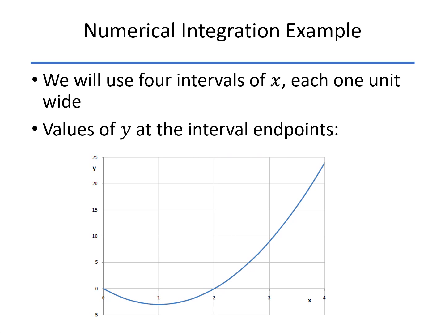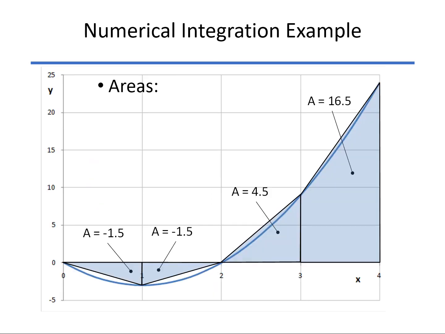So going back to our example, we're going to use 4 intervals. We're going from 0 to 4, so each one of those will be 1 unit wide. The first thing is we calculate what y is at each one of those endpoints, just by evaluating y for each of those values of x. Then we draw our straight lines between those endpoints and calculate the areas.